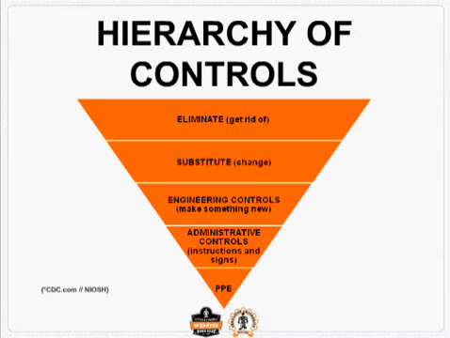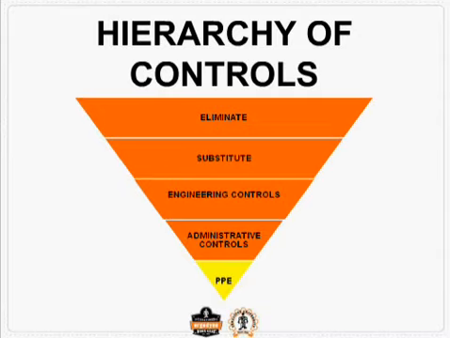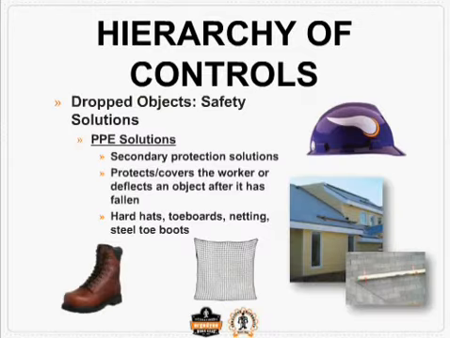So let's start at the very bottom and define PPE, or personal protective equipment. Personal protective equipment is at the bottom because people want it to be a last resort. So within the conversation of objects at heights and specifically dropped object safety, PPE solutions are secondary protection solutions. They protect a worker by covering them or deflecting an object so that it doesn't cause as much damage. They do not actually keep the item from falling itself.